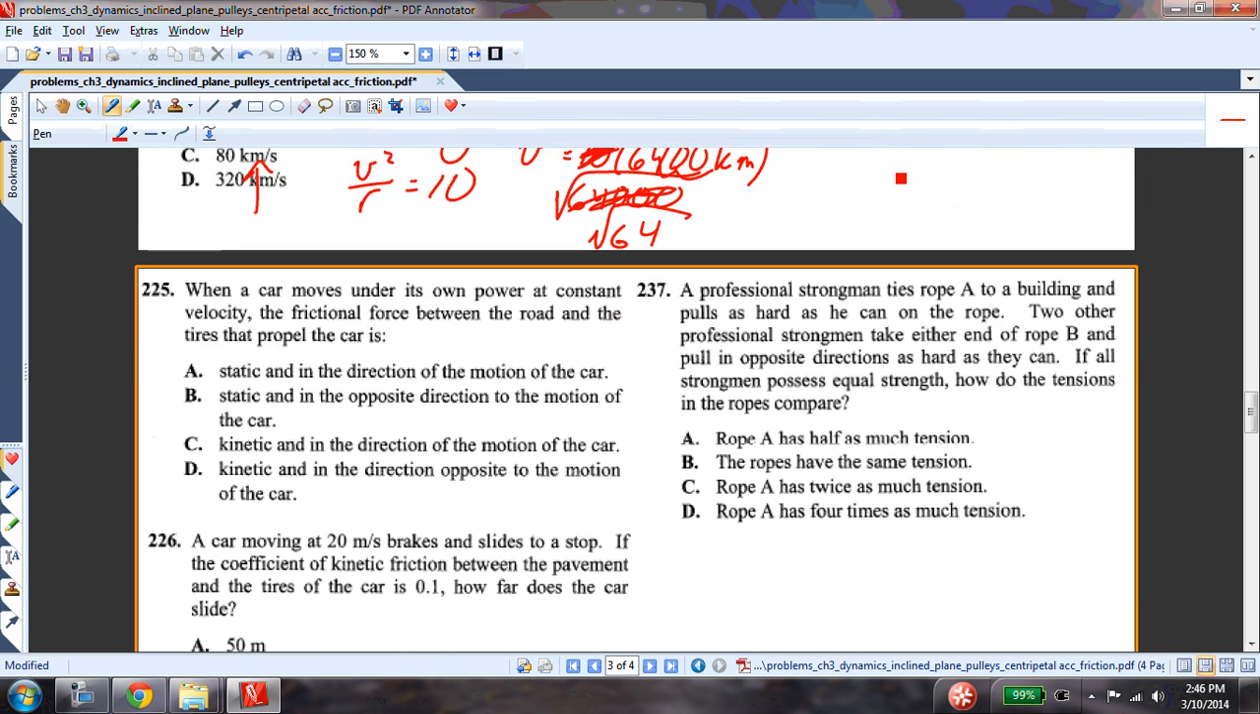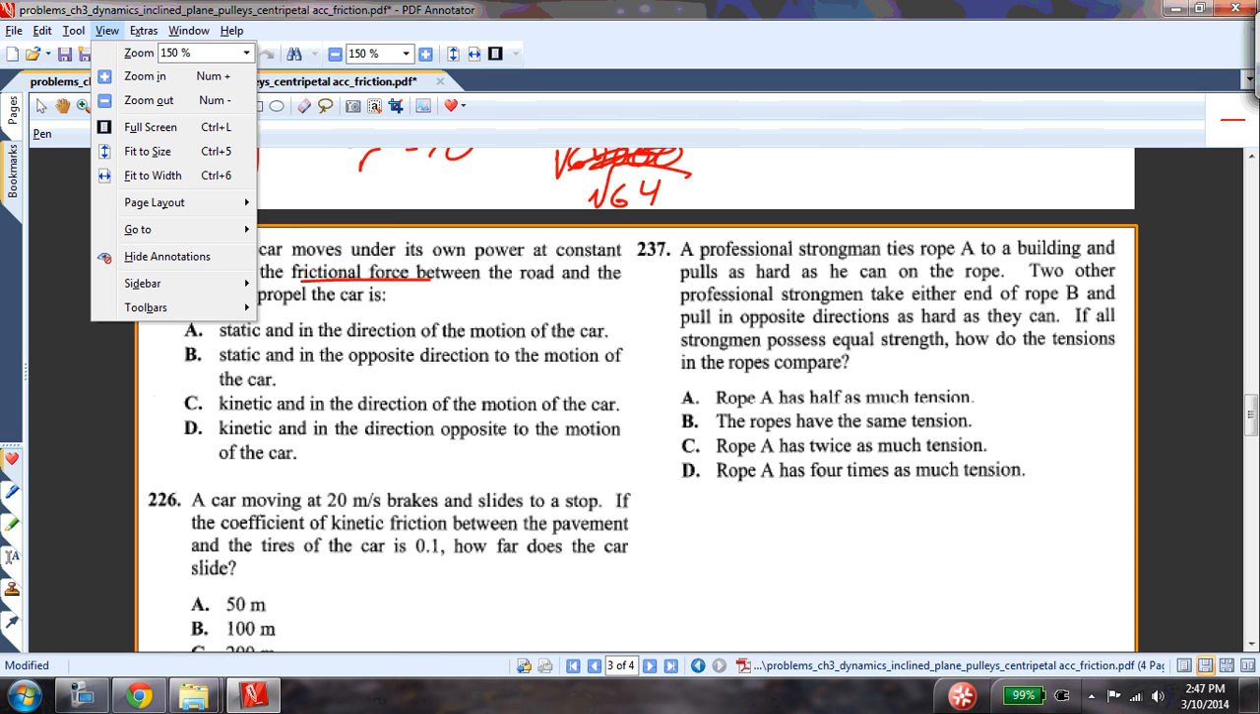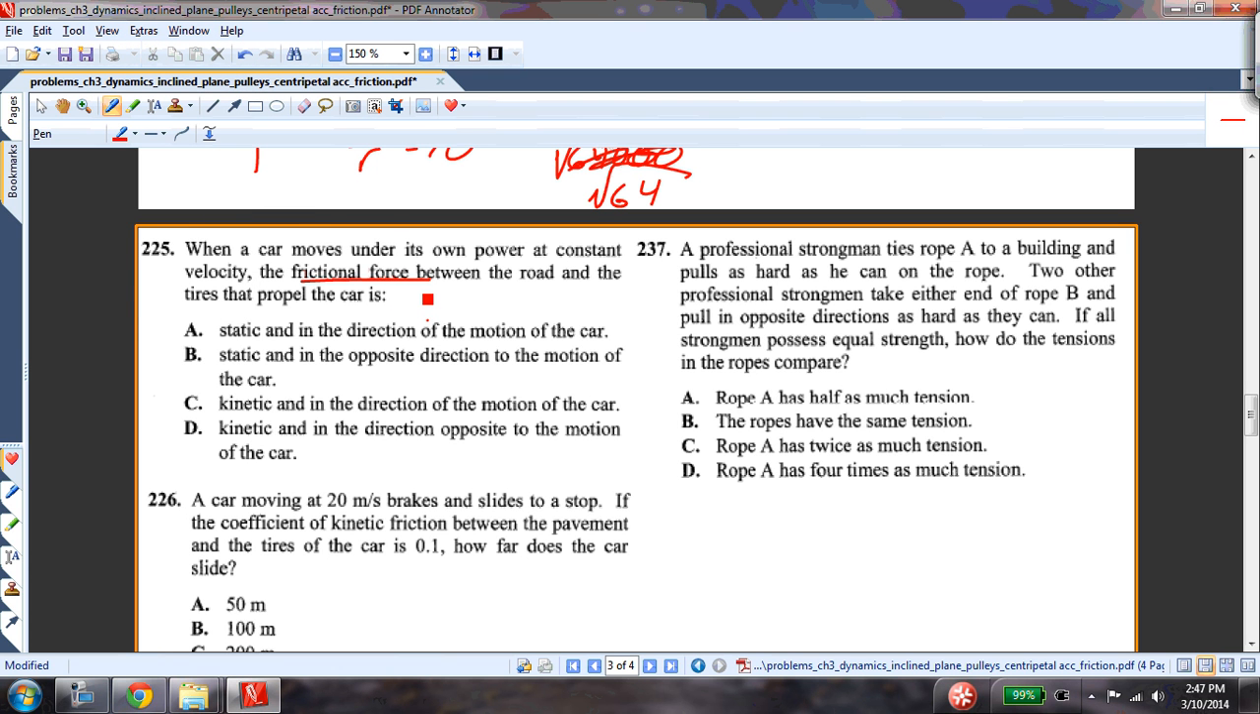Okay, when a car moves under its own power at constant velocity, the frictional force between the road and the tires that propel the car is which of these? Well, if it's under constant velocity, first of all, the frictional force between the tires and the road is a static frictional force. And so that gets rid of C and D for 225.